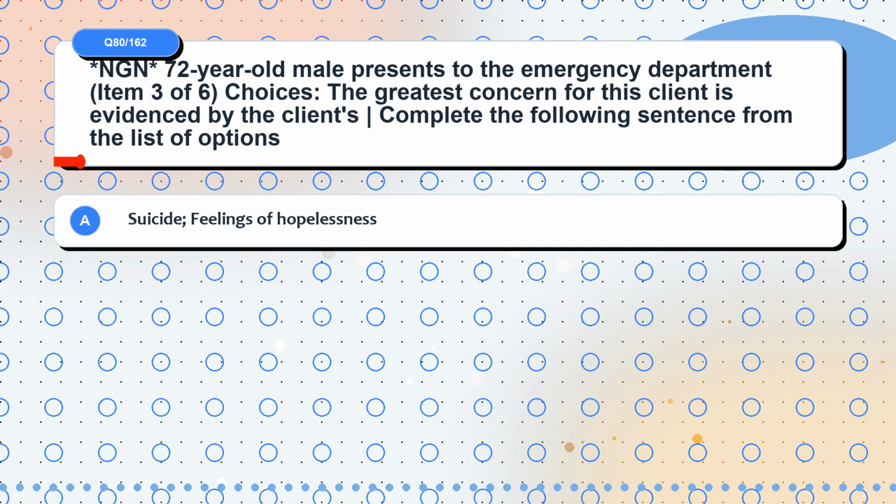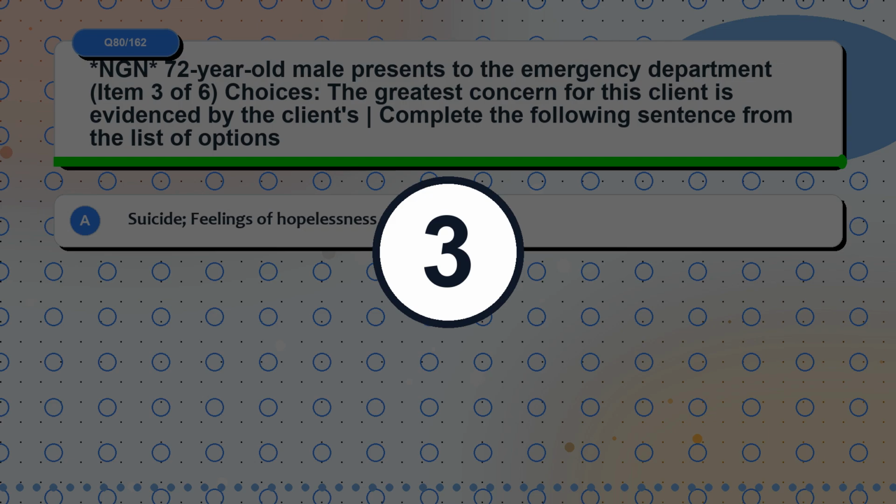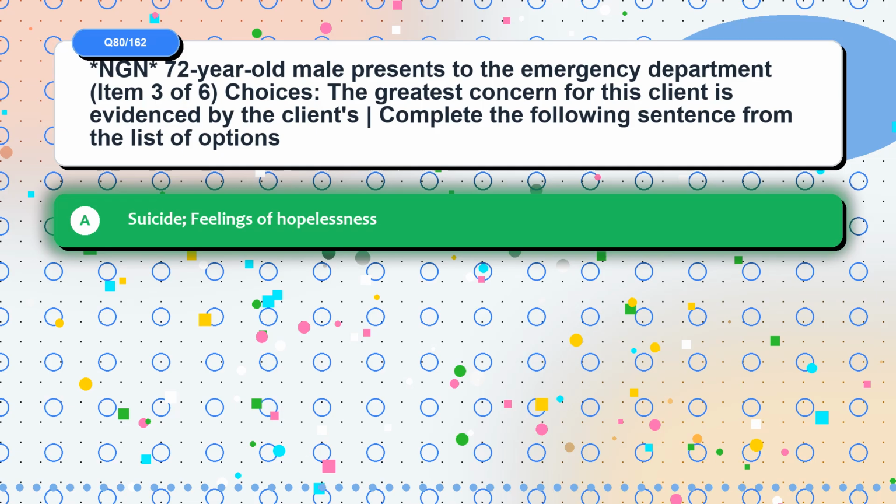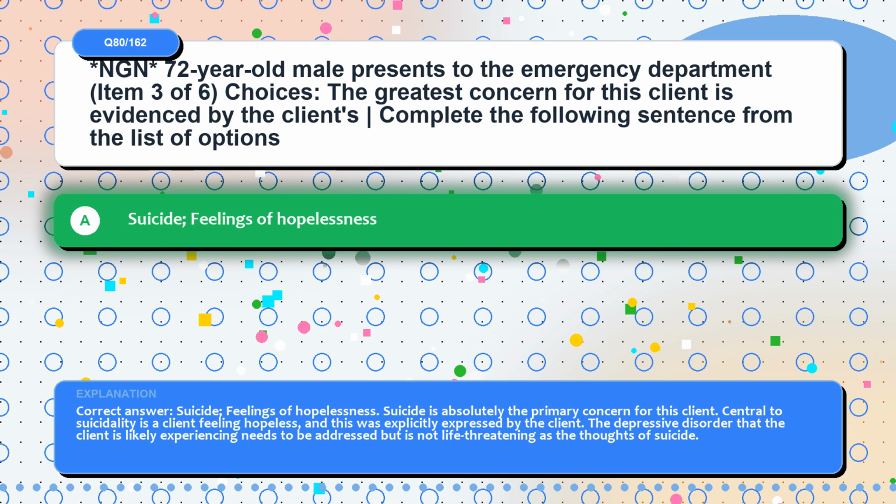Question 80. NGN. A 72-year-old male presents to the emergency department. Item 3 of 6. The greatest concern for this client is evidenced by the client's... Complete the following sentence from the list of options. Here are the options. Option A, suicide, feelings of hopelessness. The correct answer is option A, suicide, feelings of hopelessness.